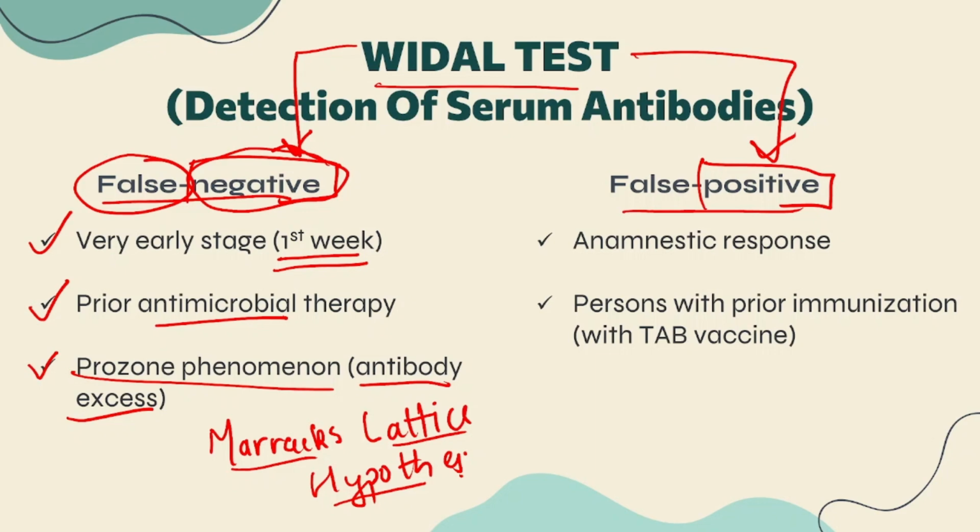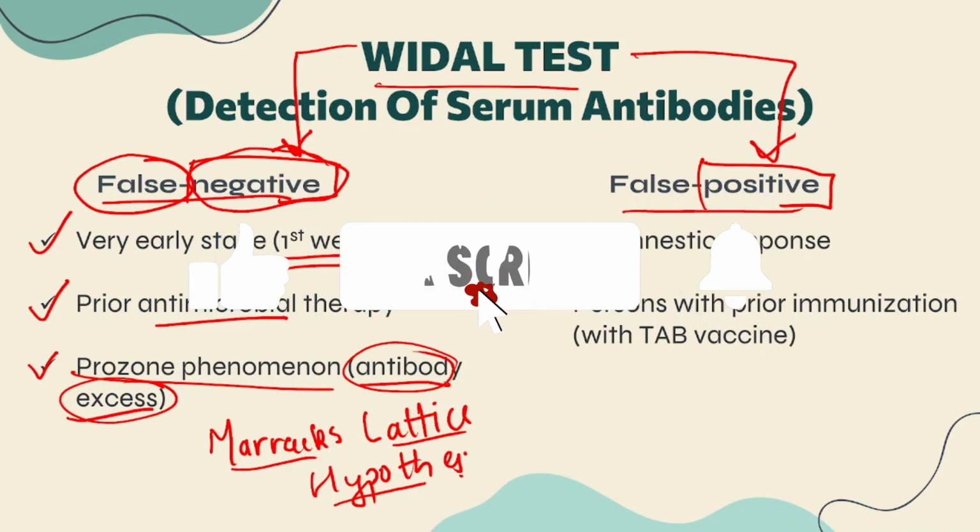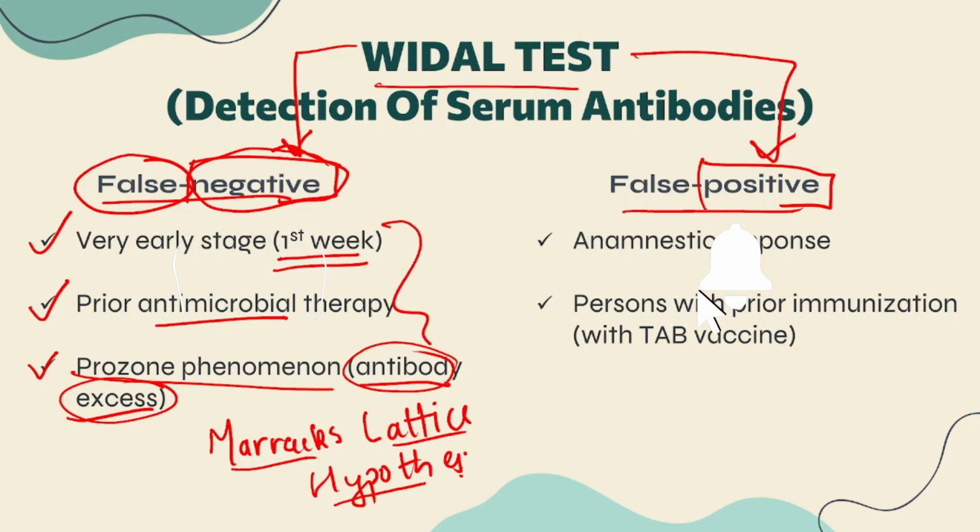So if the antibodies are in excess, guys, do you expect any agglutination to take place despite the presence of antigen? No. So that is another example of false negative. So in all these three cases, the person is having enteric fever, but the Widal test is coming out negative. And the exact opposite is false positive, guys. Over here, the test is turning out to be positive, but this is false.